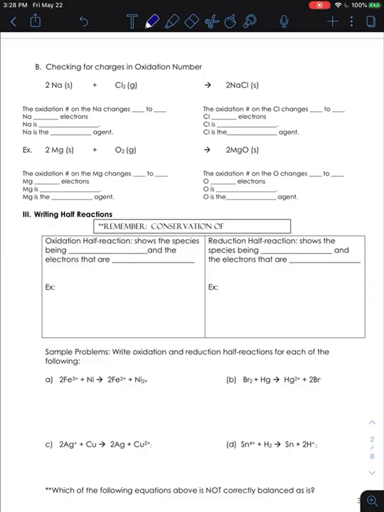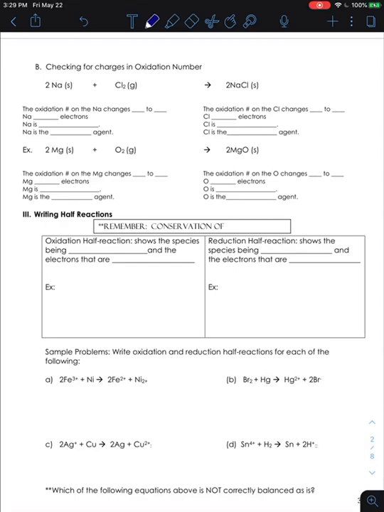Part 3 of your redox notes. One thing to take note of is you were able to solve for your oxidation numbers. Once you figure out what the charge is and whether it's going up or being reduced, then you'll be able to identify which part of the equation is being reduced and which one is being oxidized. So let's do the first example.